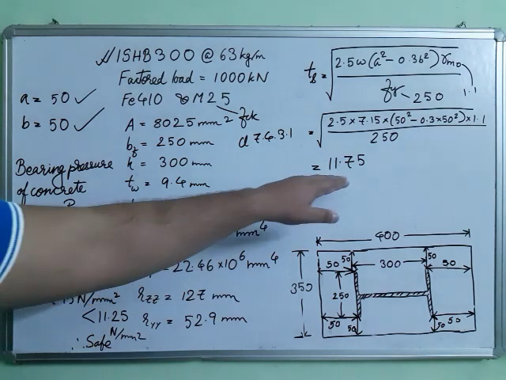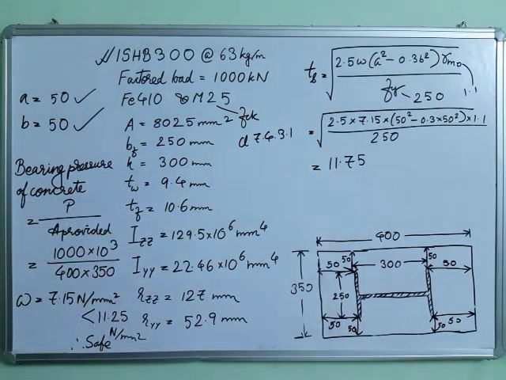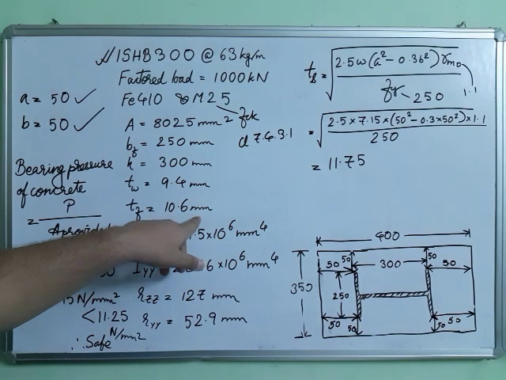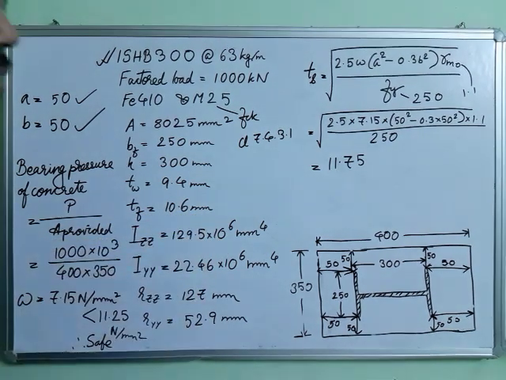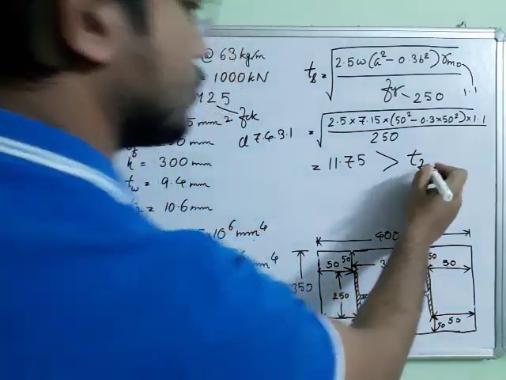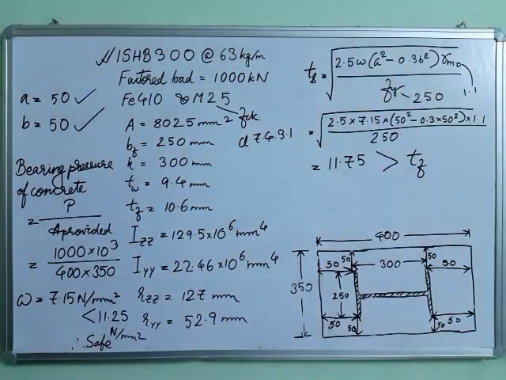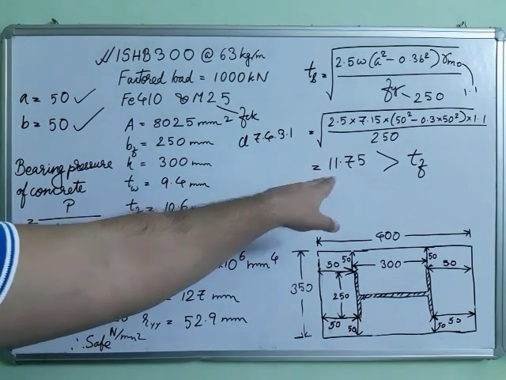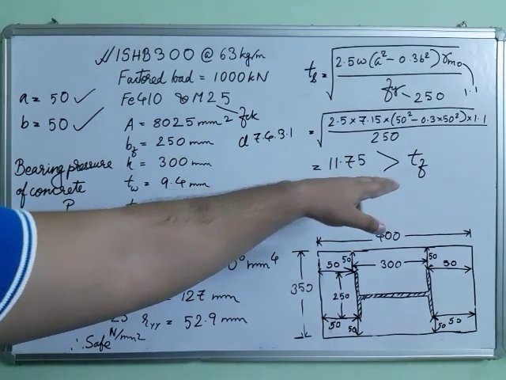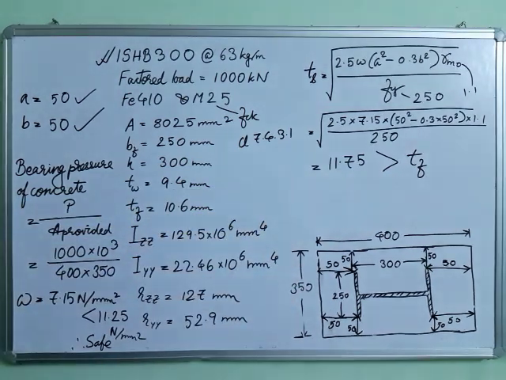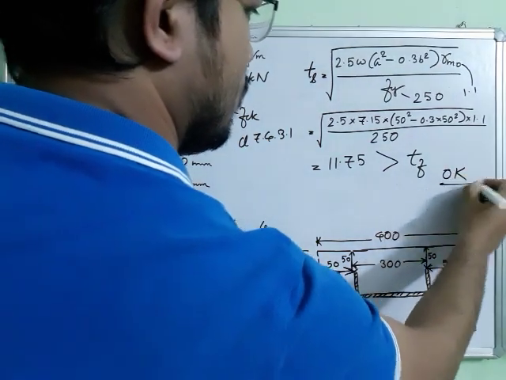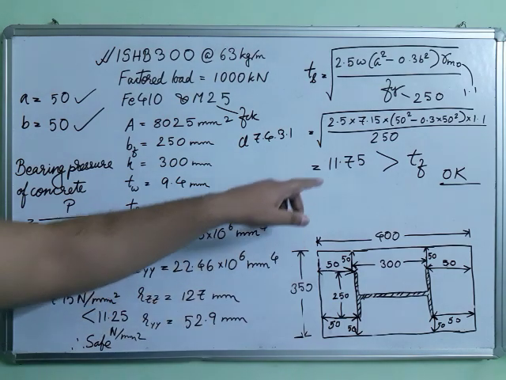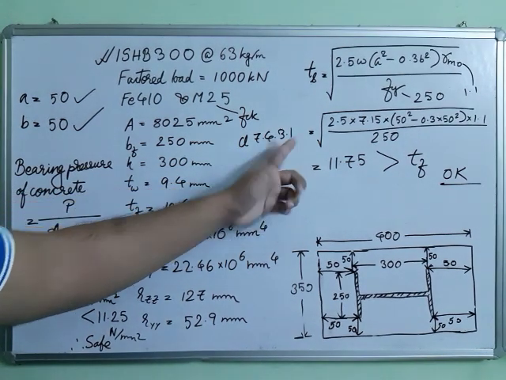So the thickness we have got is 11.75. One important condition it should satisfy is that it should be greater than the thickness of the flange. In this case the flange is 10.6, and we have got 11.75. Obviously it is greater than the thickness of the flange, so in this case it is okay. It should always be greater than the thickness of the flange. Since it is 11.75, let us provide 12.